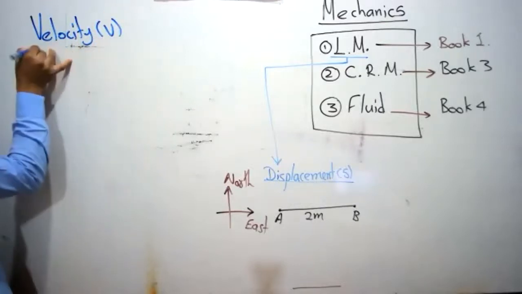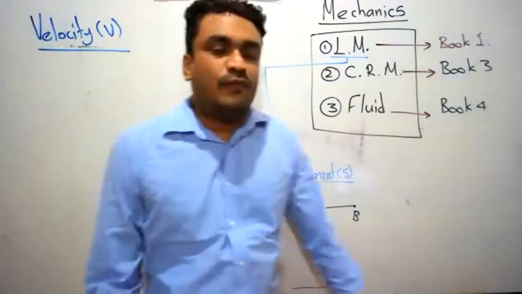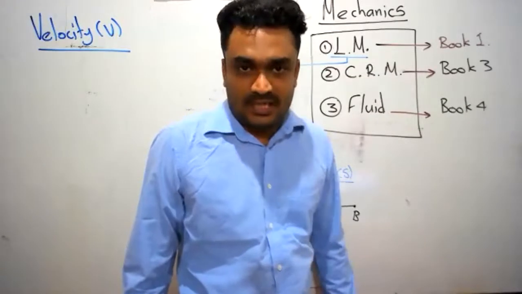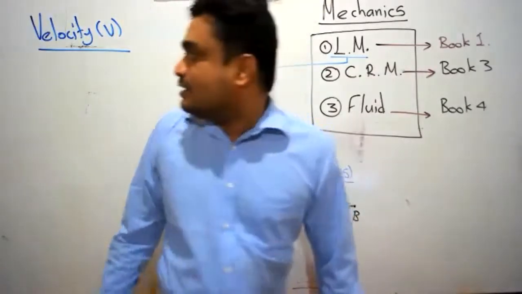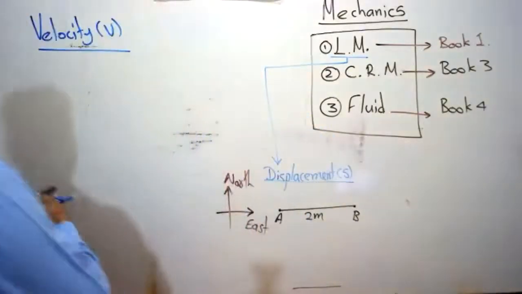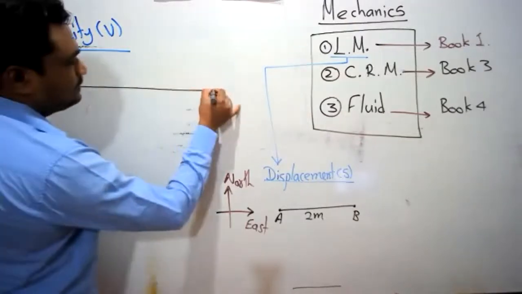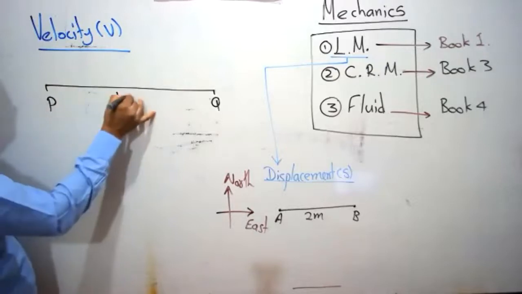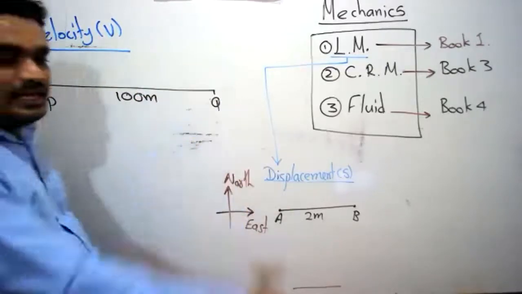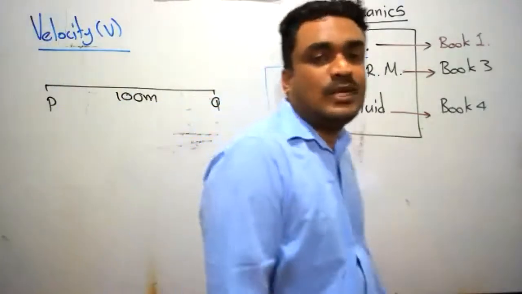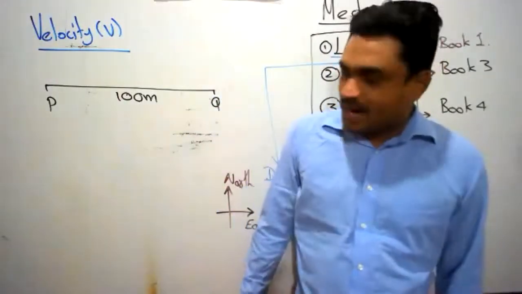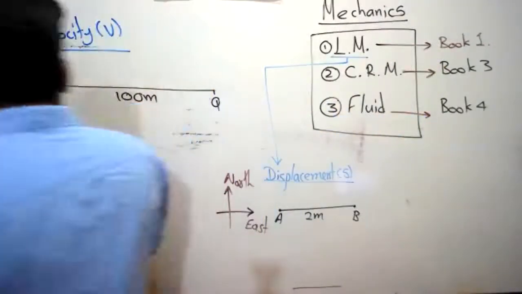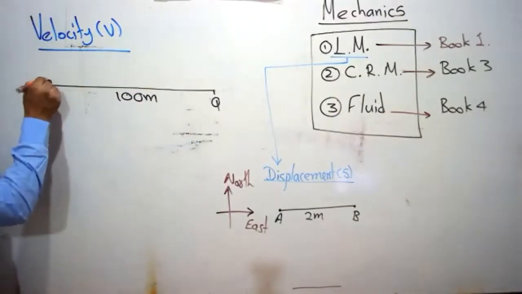Velocity is said to be the rate of change of displacement. For example, let's say there are 2 points. Let's say this is Q, let's say this is P. The displacement from P to Q is, let's say, 100 meters. What is the displacement from P to Q here? 100 meters.